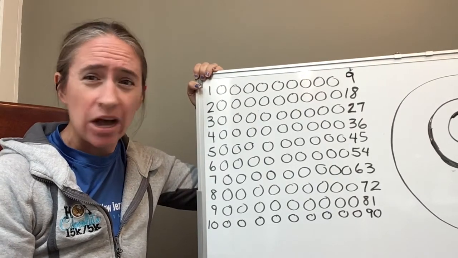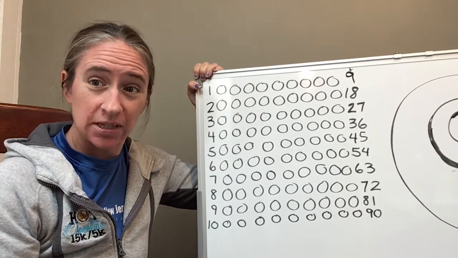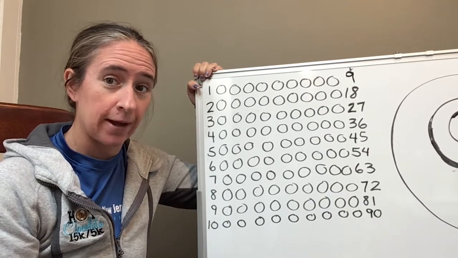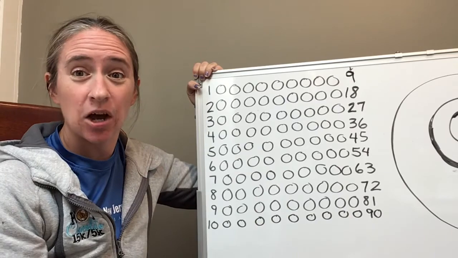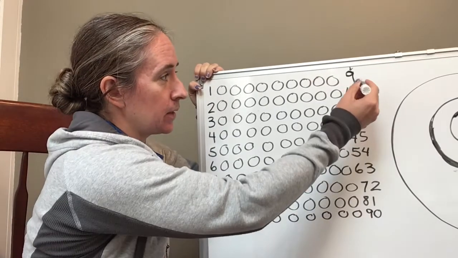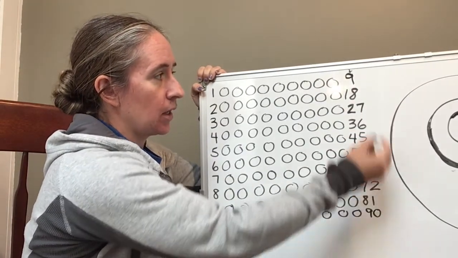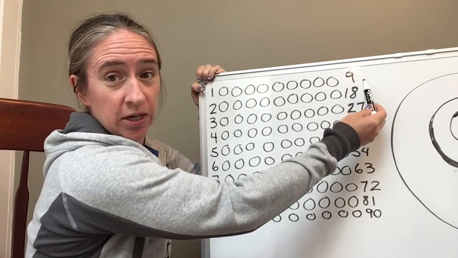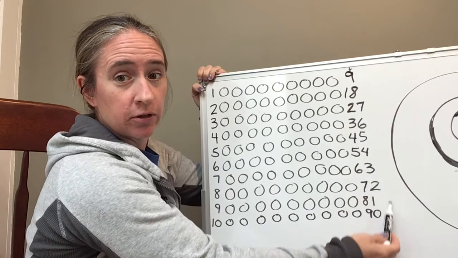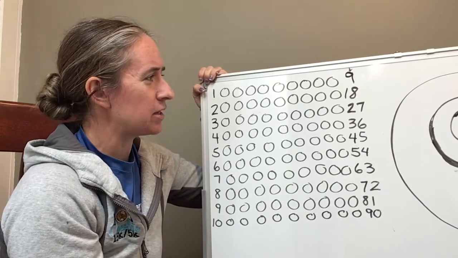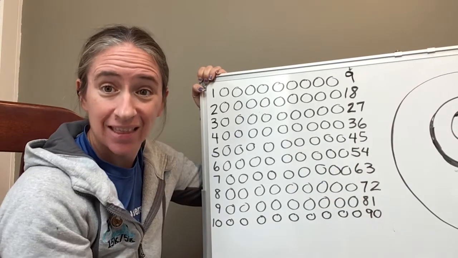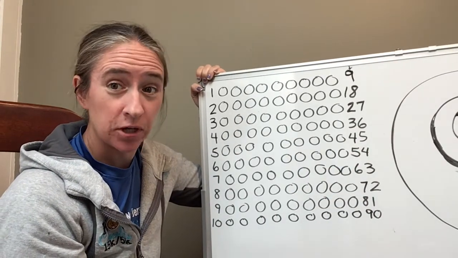Welcome back. Now I'm going to show you the patterns that I noticed and some things that will help you multiply nines in a faster way. If you look at our ones place, the numbers go down each time. It starts with a 9 and then goes 8, 7, 6, 5, 4, 3, 2, 1. What's happening with the numbers in the tens place? They're going up. So that's a pretty cool pattern.